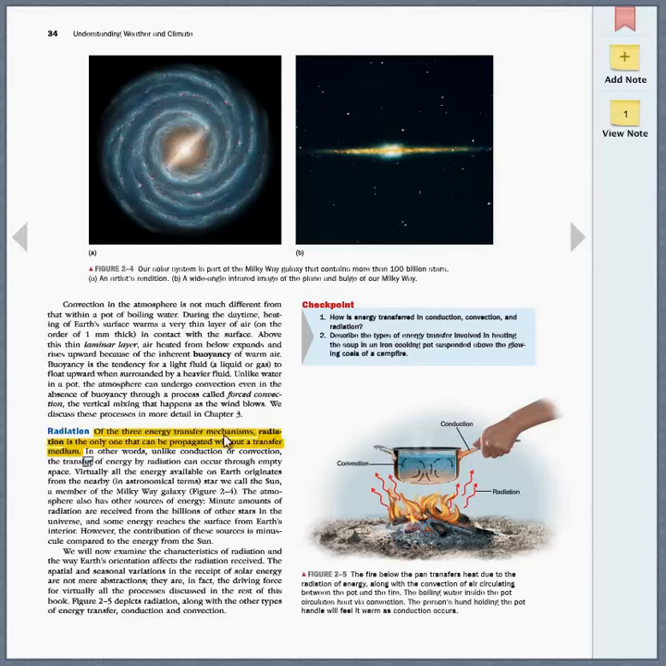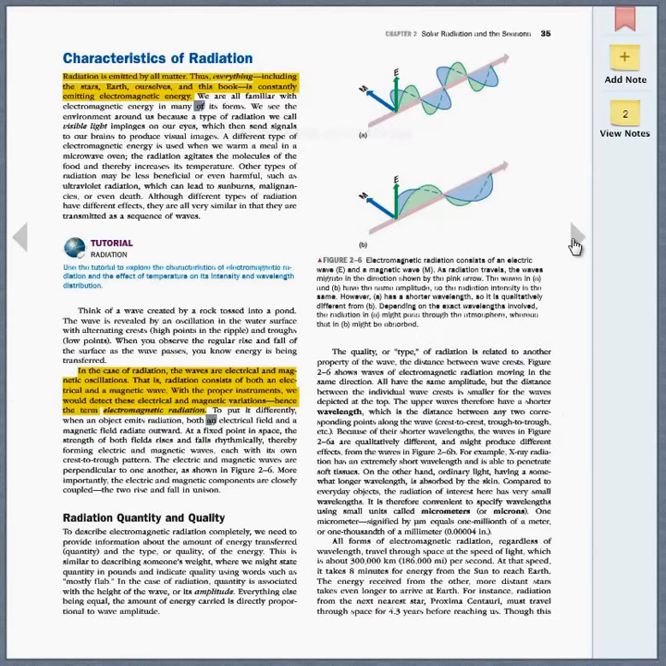Of the three energy transfer mechanisms, we had conduction and convection. It says radiation is the only one that can be propagated without a transfer medium. That means it doesn't have to have anything to go through, some solid, liquid, or gas. Radiation can move through a vacuum, as it does through space when the heat from the Sun radiates to the Earth. Let's move on to page 35.